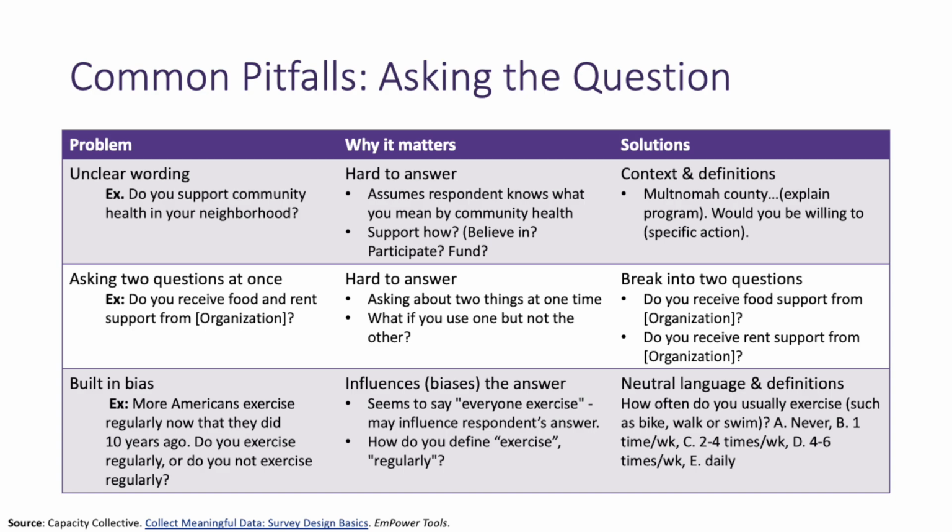And then there's built-in bias. The question is worded in such a way that it influences how a respondent might answer. The example here talks about how more Americans exercise regularly. With this first sentence, "more Americans exercise regularly now than they did 10 years ago," you may not want to say "I never exercise," because now you think, everyone exercises, so I want to exercise too. You just want to make sure you don't set up a respondent to answer inaccurately. There's also some clarity of terms there that you could think about.